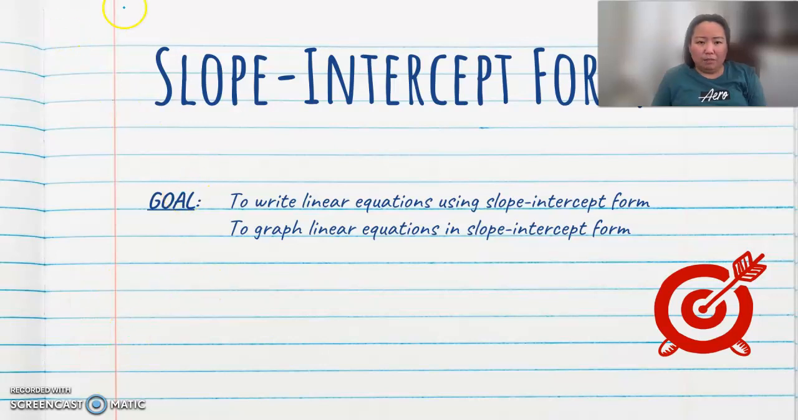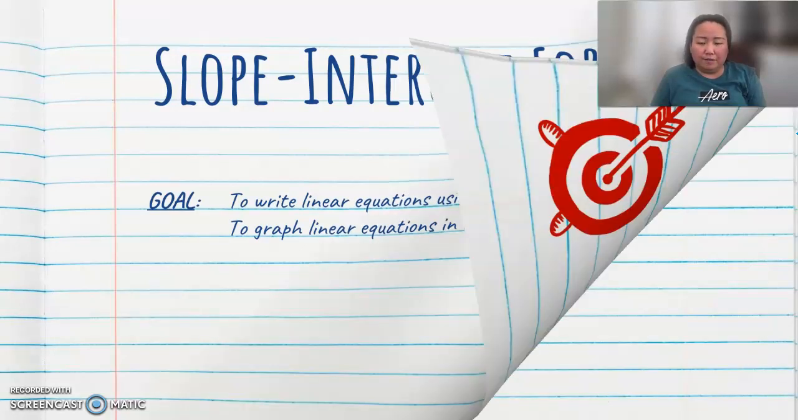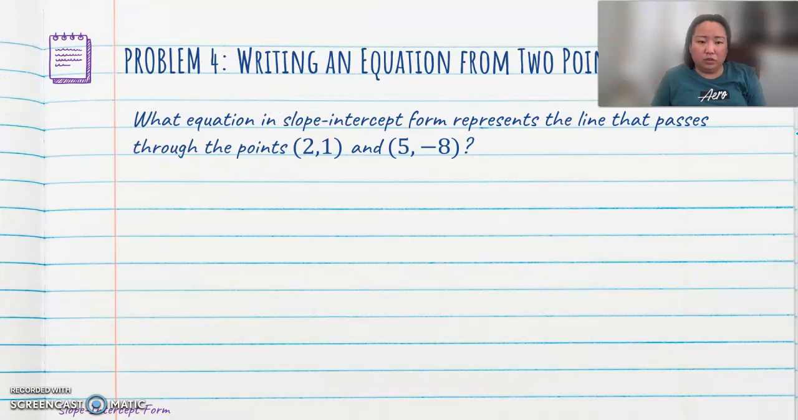So hello, let's continue our discussion of the slope-intercept form. And again, our goal is to write and also to graph linear equations in slope-intercept form. All right. So let's have a situation we're in. We will have to write an equation, but this time instead of us being given the slope or the intercept, we will be given 2 points.